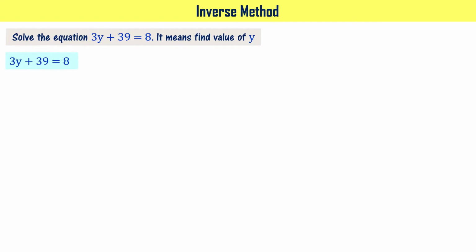The given equation is 3y plus 39 equal to 8, right? If you observe, here 39 is getting added to 3y, right? We know the inverse operation of addition is subtraction, right? It means since 39 is getting added, I want to apply the inverse operation. That's why I'm subtracting 39 from both the sides of the equation. I can't be doing it on one side only. If you do it, your equation is going to be totally a new equation.